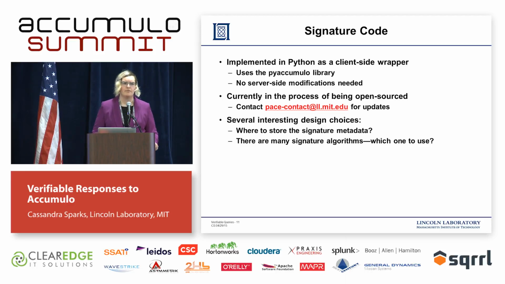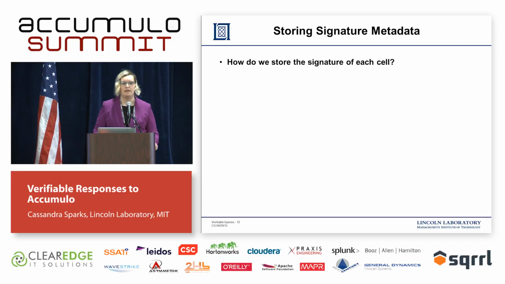When we were writing this code, there were several interesting design choices that we had to make. One of them was where exactly to store the signature metadata that we're computing, and another one was which of the different signature algorithms out there do we want to use. I'm going to go into some detail about both of these right now. First of all, let's talk about storing signature metadata. Obviously the best of all possible worlds would be if there was already a signature field in Accumulo that we could use. Like I said before though, we aren't changing anything about Accumulo yet.